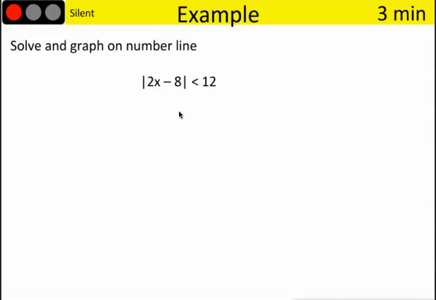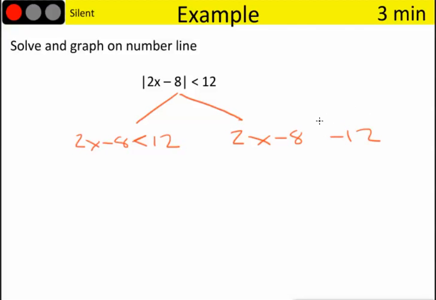One last way that we can use these absolute values is with inequalities. And this is just like it was with equations, but with one little wrinkle added in. So just like before, because of these absolute value symbols, we can split it up into two inequalities. 2x minus 8 could be less than 12, or negative 12. Here's the thing though.